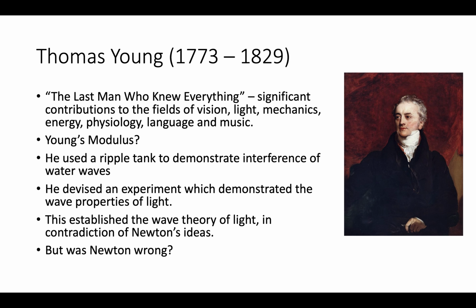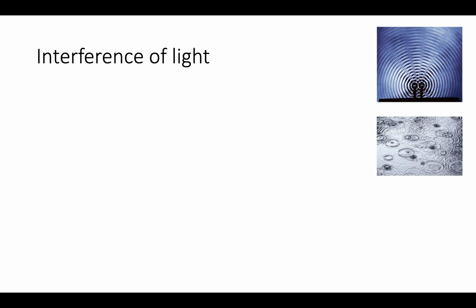And that established what became known as the wave theory of light, and that contradicted Newton's ideas. The interesting thing here is, because Young showed that light behaved as a wave, the assumption was that Newton was wrong and it couldn't be a particle. Now, we'll come back to this idea in a later topic, because it turns out they were both right, and that light can behave both as a wave and as a particle. More of that later, but that's not particularly relevant to this lesson.